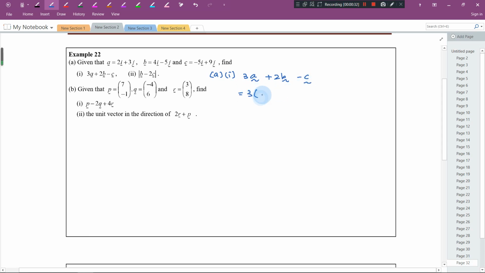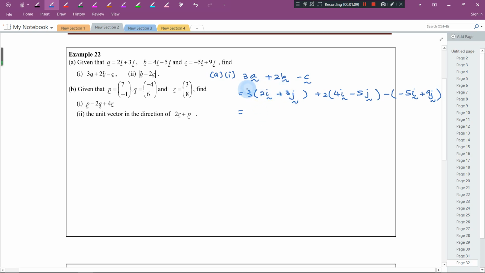Okay, so 3a is 2i plus 3j, plus 2b, 4i minus 5j, and then we have minus c, negative 5i plus 9j. Okay, so you have to be more careful with the i and j because they look very similar.